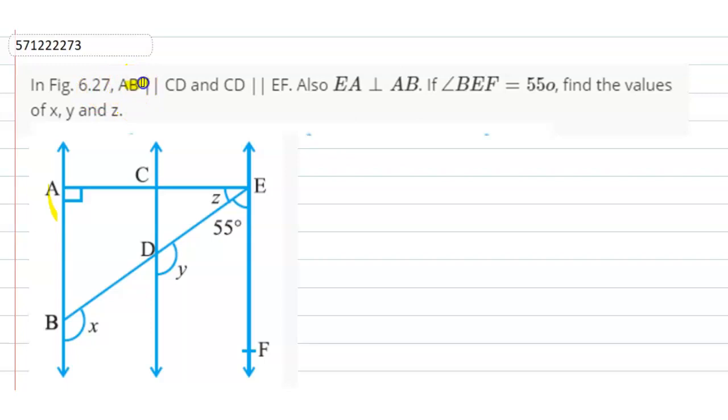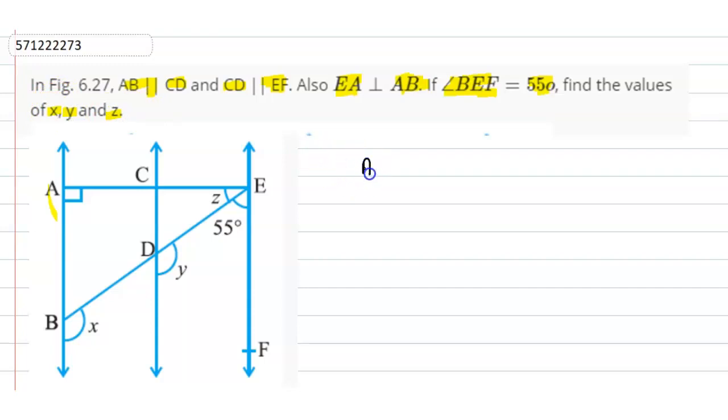Hello guys, so this is the question we have to solve. AB is parallel to CD and CD is parallel to EF. Also it is given that EA is perpendicular to AB and angle BEF is equal to 55 degrees. So we have to find the value of X, Y and Z. So first write the given things.